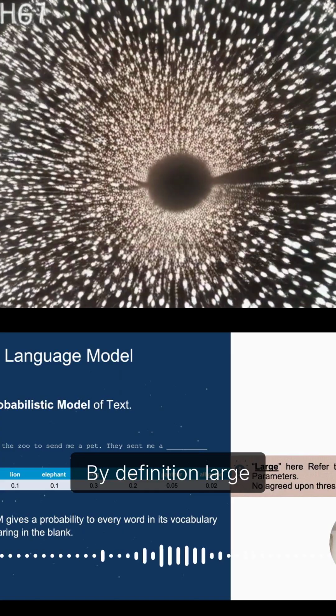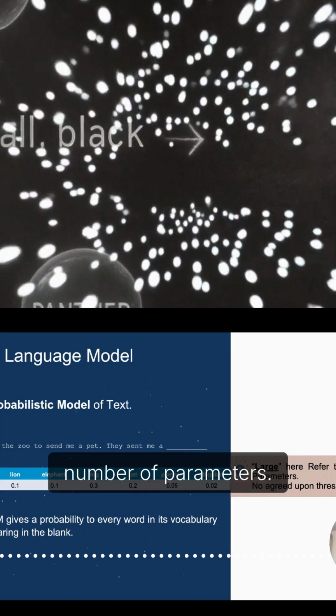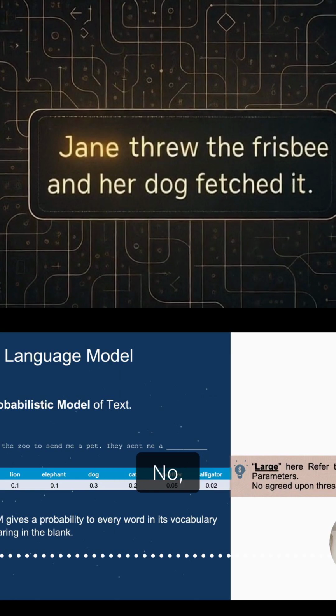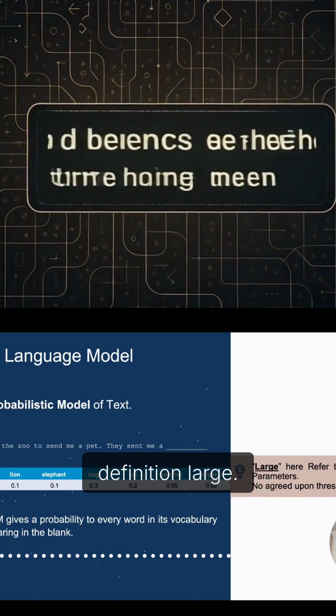By definition, what does "large" refer to here? It refers to the number of parameters. And is there any threshold? No, there is no agreed upon threshold for the definition of large.